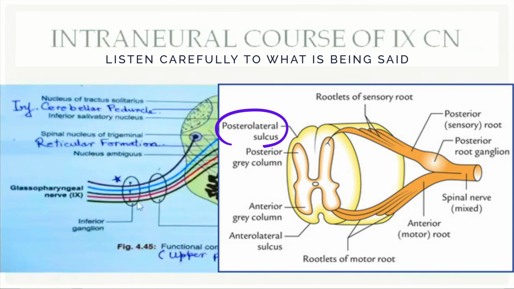Then again, compare with the spinal cord. There was this posterolateral sulcus in the spinal cord, from where the afferent rootlets were reaching into the dorsal horn of the spinal cord. So the posterolateral sulcus is actually the sulcus for attachment of sensory nerve fibers, sensory nerve rootlets.